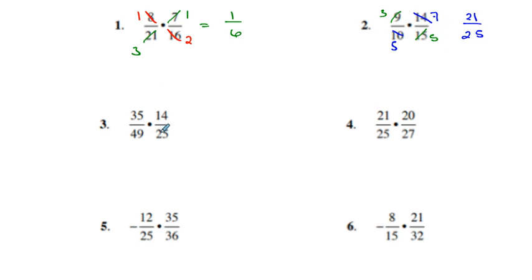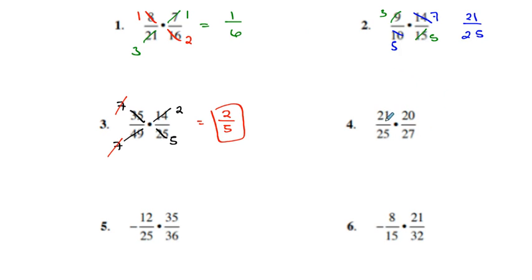All right, so 35 and 25 both end in a 5, so they're both divisible by 5. 35 divided by 5 is 7. 25 divided by 5 is 5. 14 and 49 divided by 7, you get 2 and 7. And now here's an example of what I just said. Now you have 2 7s here, those 2 7s cross out, and you're just left with 2 over 5.